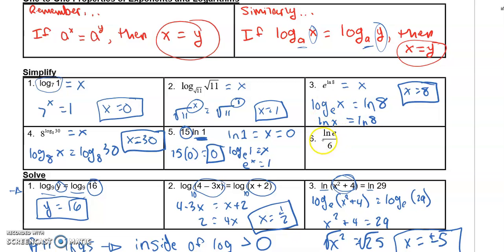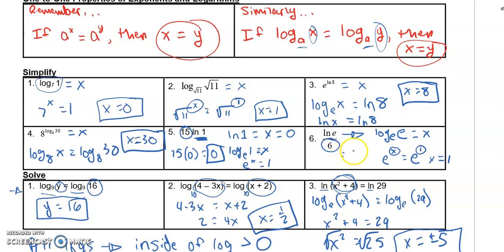Next one, I have a log, and then I'm going to divide it by 6. Let's ignore the divided by 6. Let's just focus on natural log of e. Remember, natural log is really log base e. So ln is log base e, and then I also have e inside the log. Set it equal to x, convert it to exponential. So drop and swap. e to the x equals e, that's really e to the first. x is going to equal 1. In other words, log base e of e equals 1, natural log of e equals 1.